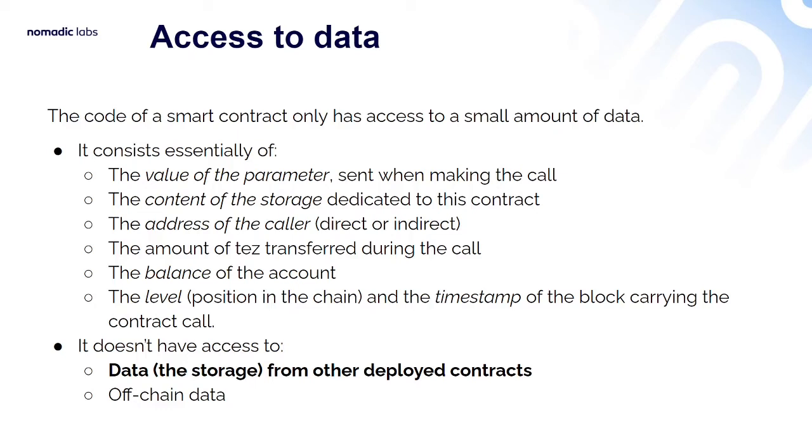Finally, it can have access to the balance of the account for the contract, to the level, which is the position in the chain, and to the timestamp of the block that carries the contract call. On the other hand, it doesn't have access to data from other deployed contracts and, of course, to off-chain data.